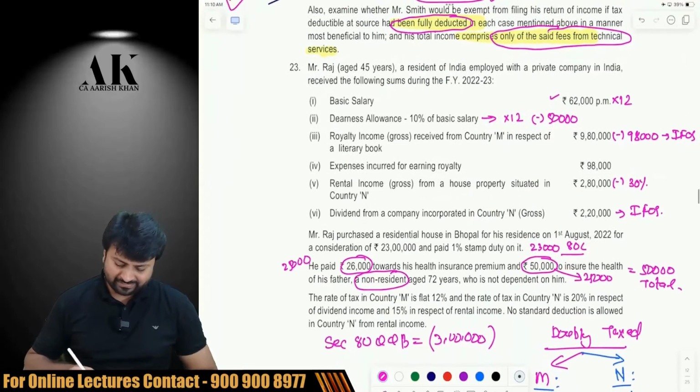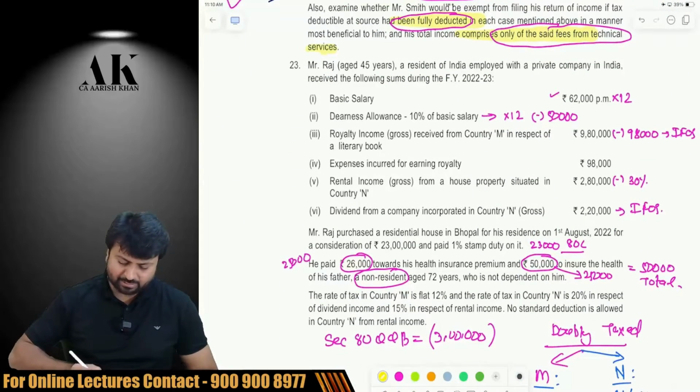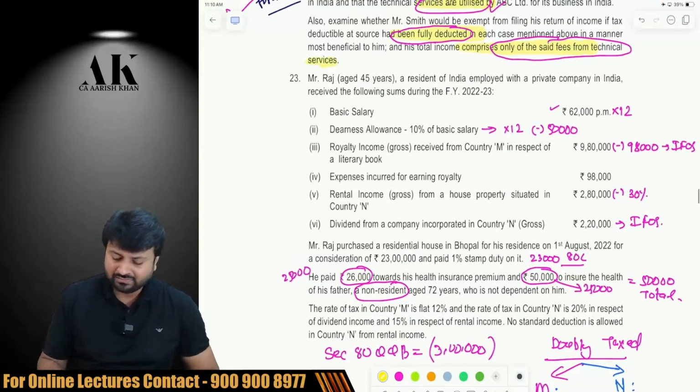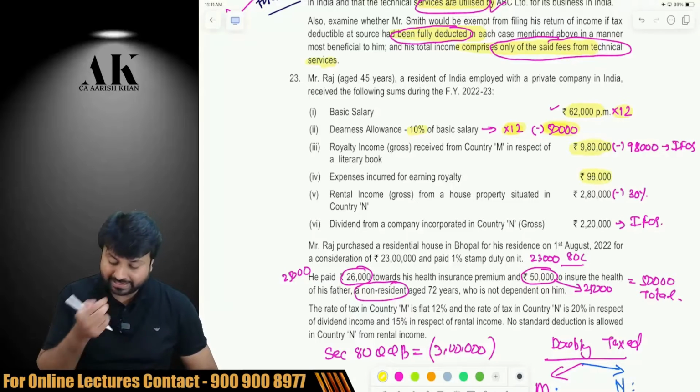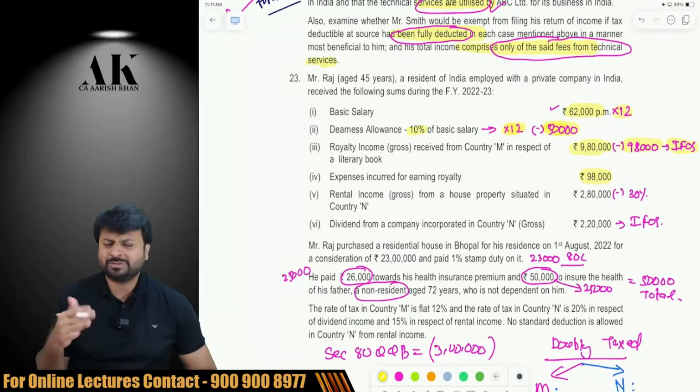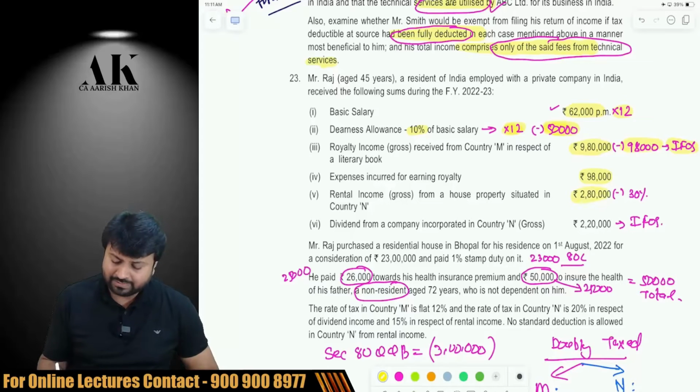Okay. The next question is a very simple question. We have done a lot of questions like this. I am not much interested in this DTAA question. First of all, you will take salary 62,000 into 12, then DA 10% of salary into 12, then 50,000 standard deduction, then royalty 98,000, then expenses minus 98,000. That will go under IFOS or PGBP wherever you want to take. Then rental income you will take 2,80,000, 30%. Then dividend from country and 2,20,000, and then you will also take 1% of the stamp duty as your what?